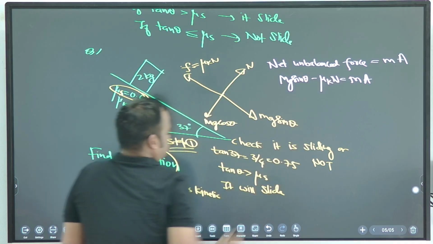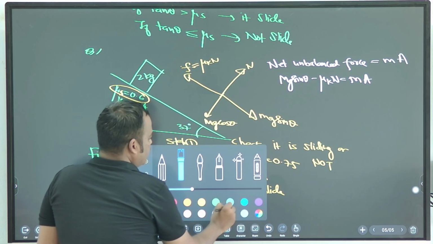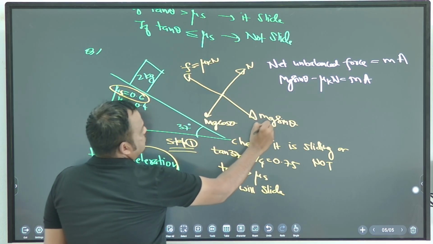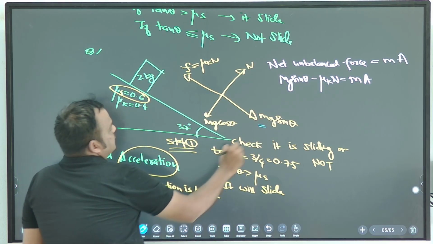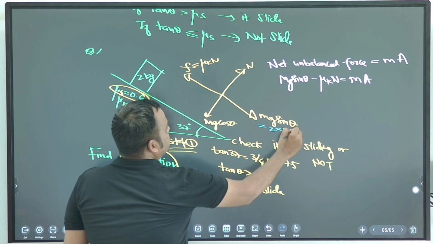Okay, calculate. Now what is mg sin theta here? How much is mg sin theta? So 2 into 10 into sin 37.